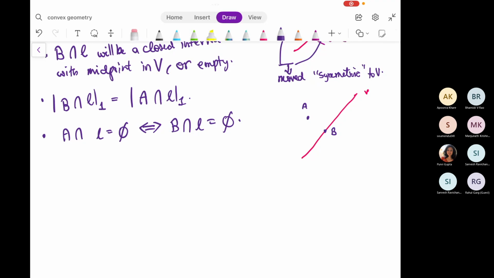If A intersection L has different components, it still is Lebesgue measurable, right? That's all that matters. It has a particular area. Capital V is a set. You're just making sure that B intersection L is an interval that lies on the same line but is adjusted so that its midpoint lies exactly on V.